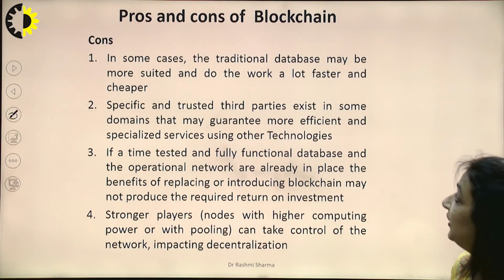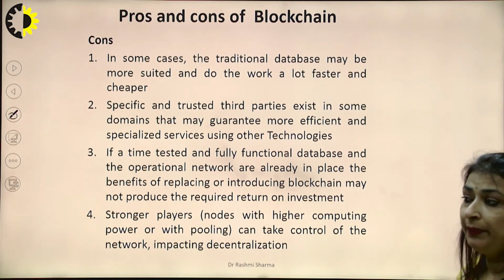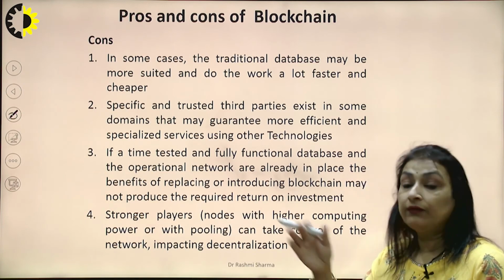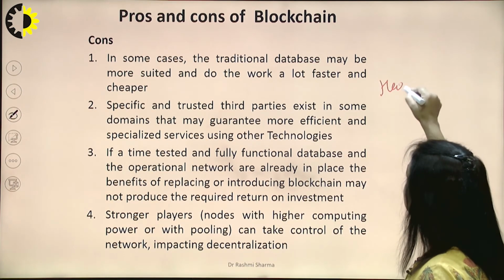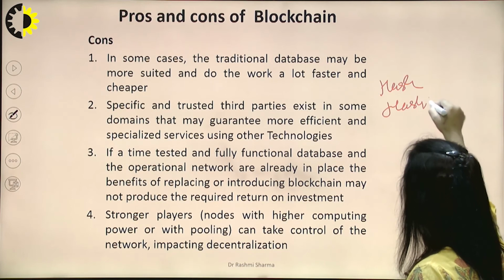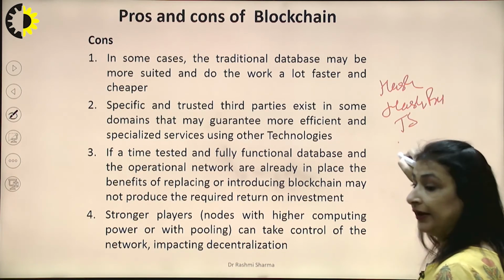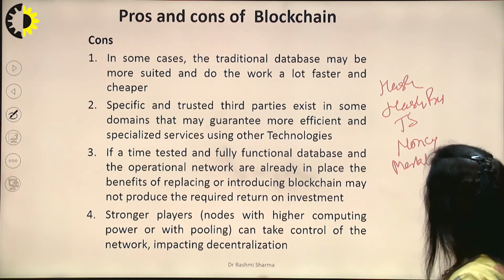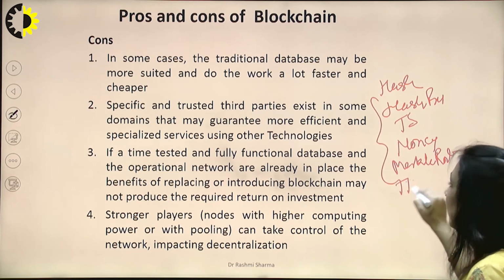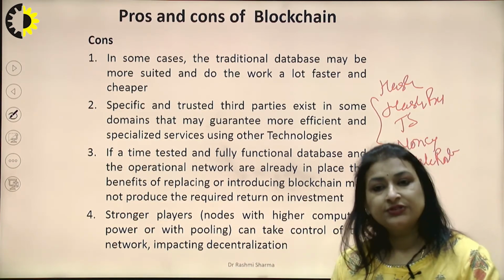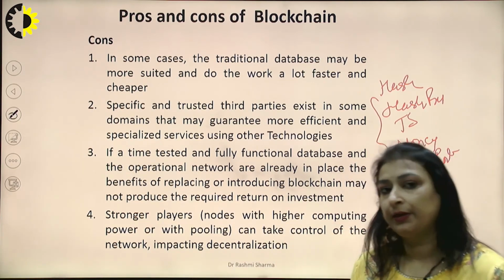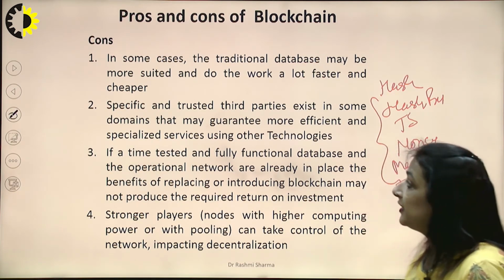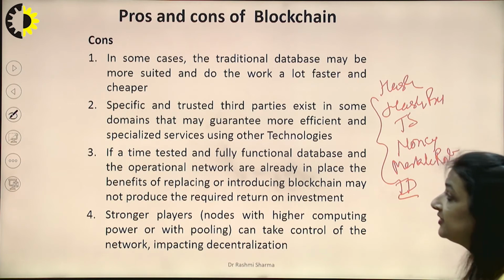The drawback is that in some cases a traditional database becomes faster as compared to the blockchain, because the blockchain has to bundle up the hash value of the previous block, then the timestamp, then the nonce, then the Merkle root. In the Merkle root also we require some time, and then the transaction data. So we have to bundle up all those things. So in some transactions, the traditional database system acts as a faster and cheaper option as compared to the blockchain. And there are specific trusted third parties that exist in some domains.